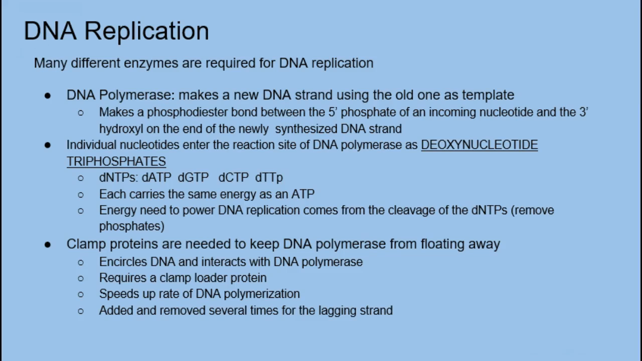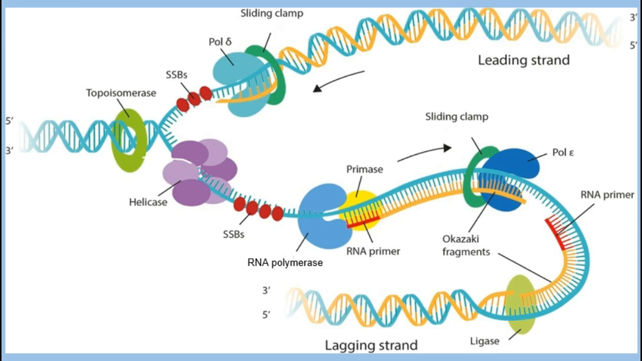So clamp proteins encircle DNA and interact with DNA polymerase, which also requires a clamp loader protein to put the clamp onto DNA. This speeds up the rate of DNA polymerization, and for the lagging strand, it's added and removed several times. So this picture just shows some of the players we just talked about.